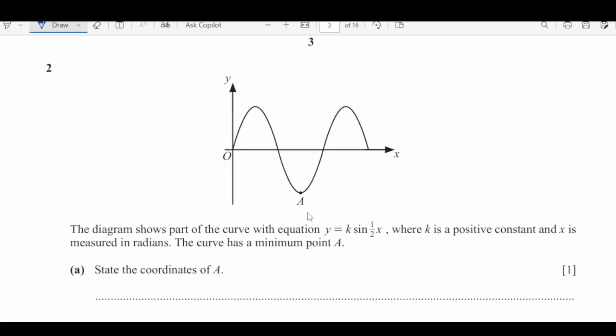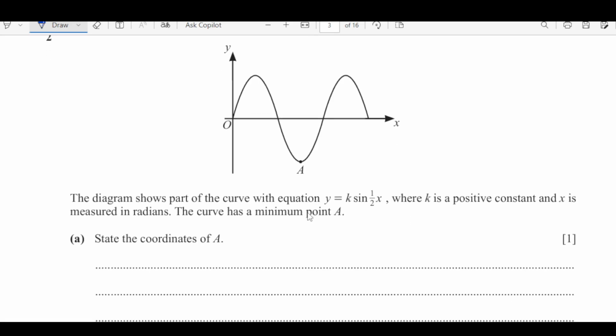Now number 2, we have a question where the graph is here. The graph shows part of the curve with the equation y equals k sine half x, where k is a positive constant and x is measured in radians. The curve has minimum point A. So this is minimum point A. State the coordinates of A.